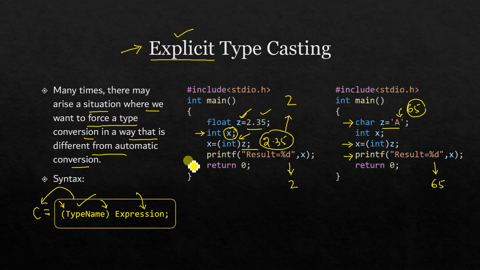Whenever you want to use explicit type conversion, you need to follow this syntax. For implicit type conversion you don't need to worry, because the compiler does it automatically.